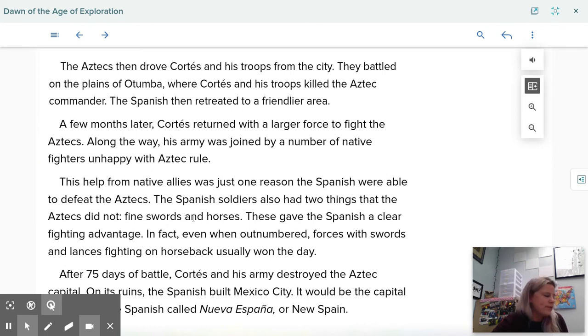All right, so after Montezuma was taken prisoner, which caused the riot, and he was killed, the Aztecs then drove Cortez and his troops from the city. They battled on the plains of Otumba, where Cortez and his troops killed the Aztec commander. The Spanish then retreated to a friendlier area. Retreated means they went back to a different area. So an area that was friendlier, there weren't as many people trying to fight them.